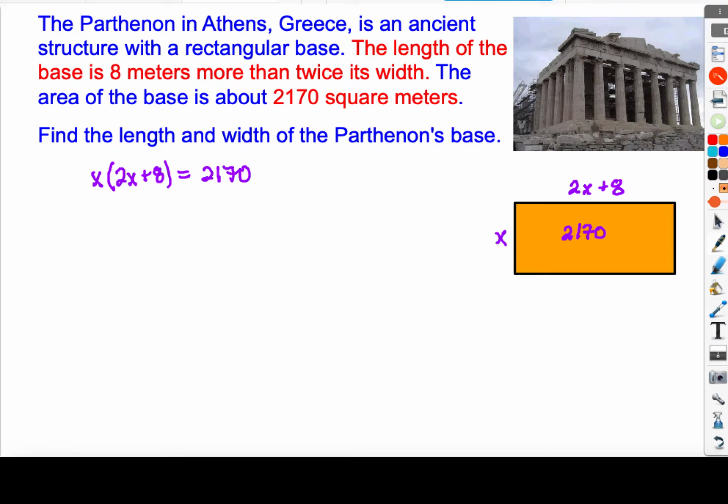And here's where the factoring comes into play. If you take a look at it, we're very tempted to distribute, and I'm going to go ahead and do that. I'm going to distribute my x to both parts, so this becomes 2x squared plus 8x. And while we're at it, we would love for this to be equal to 0. Thinking about factoring, being equal to 0 is very helpful. So I'm going to go ahead and subtract 2,170 from the left side, and I'm also going to subtract it on the right side of my equation, which basically just leaves me with 0 there.